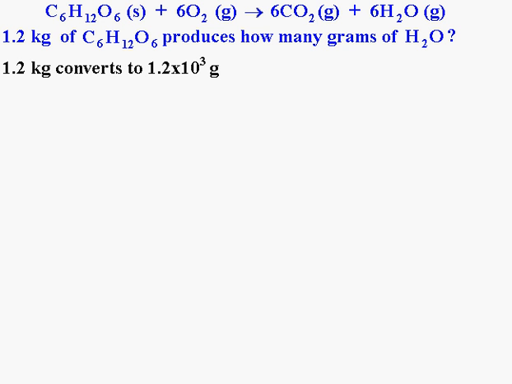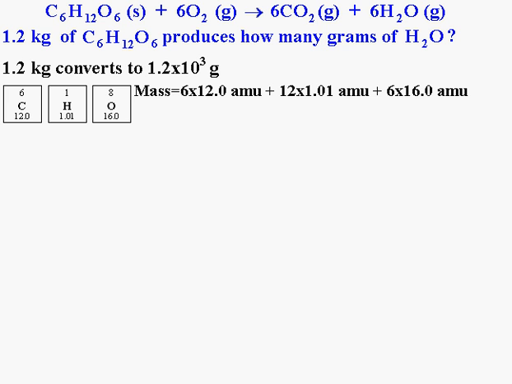Now I can finally get to moles of glucose. To do that, we look at the periodic chart. Here are the entries for C, H, and O. To get the mass of glucose, then, we take 6 times 12.0 for the 6 carbon atoms, plus 12 times 1.01 for the 12 hydrogen atoms, plus 6 times 16.0 for the 6 oxygen atoms. When I add this together, using the rules of significant figures for addition, I get 180.1 AMUs.